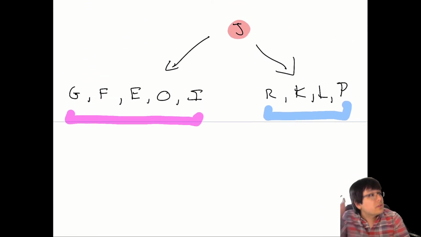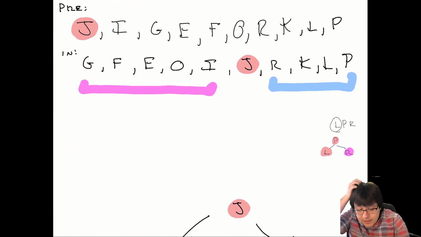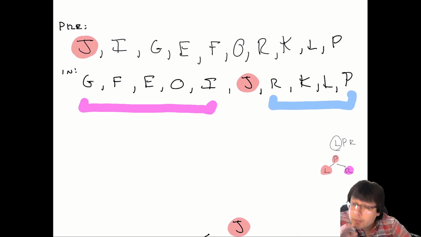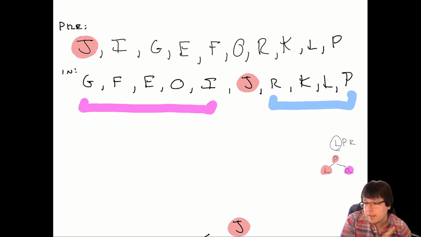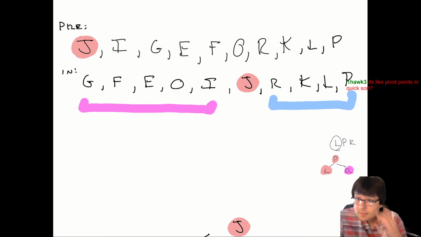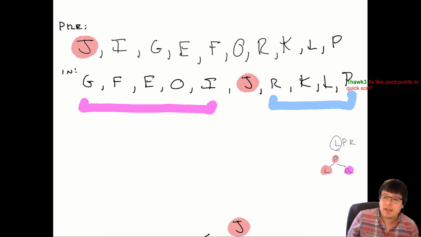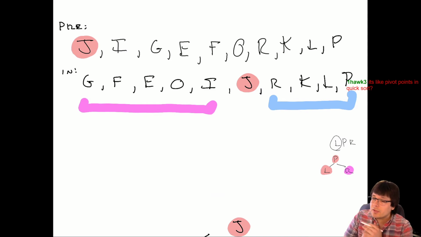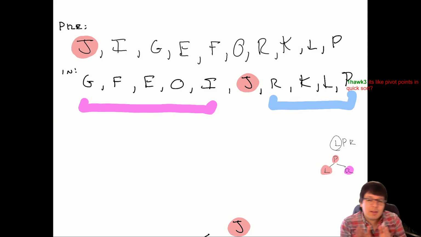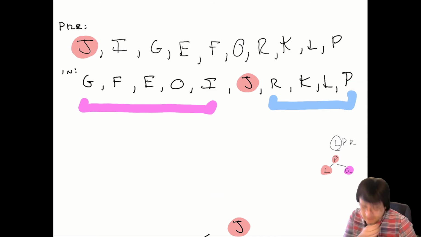All right, cool. So what we're going to do next is this. Go back to the pre-order traversal, because remember, that's what I said. The way we're going to be done with this algorithm is once we go through each of those letters, J, I, G, E, F, O, R, K, L, P, in that order. So, it's like pivot points in quicksort. I don't know. I've never thought of that comparison, so I don't want to say yes or no, because I don't know if you're thinking it the same, right? So we'll keep going. How about you tell me later on if that's what you were thinking?